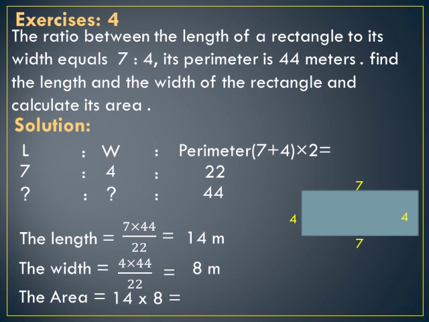Go back to the exercise. I ask about length and width and to calculate the area. Don't forget to calculate the area. Area of a rectangle equals length by width. We have length 14, width 8. 14 by 8 equals 112 meters square. Okay? Okay, primary?